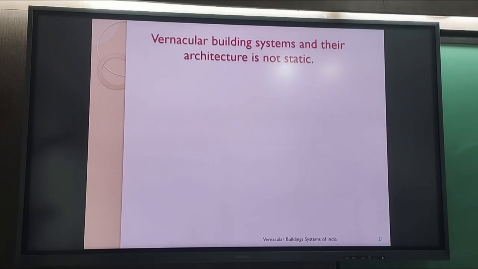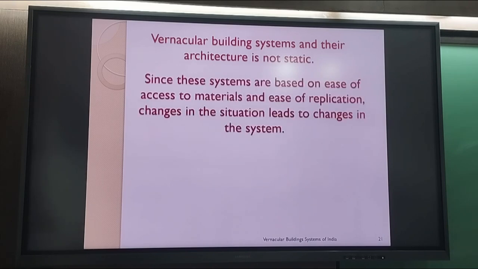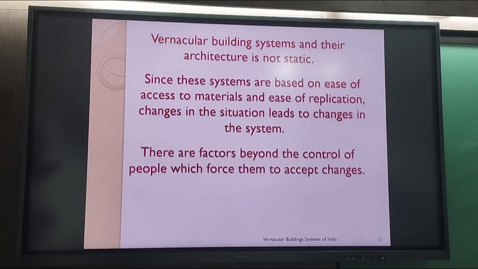Now, see the vernacular building systems, they are not static, they're changing. It depends on the surroundings, it depends on the context. And since these systems are based on ease of access to materials and ease of replication, okay, the replication is again a very, very important thing. Whether people can do it or not, changes in the situation leads to change in the system. All right. There are factors beyond the control of people which force them to accept the changes. Like today, climate change is one of those things, and things are changing.